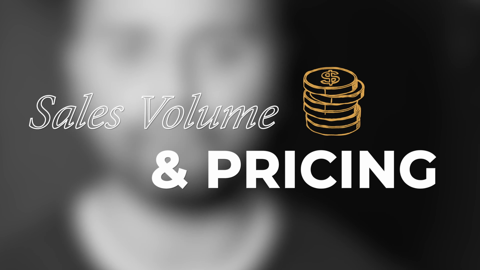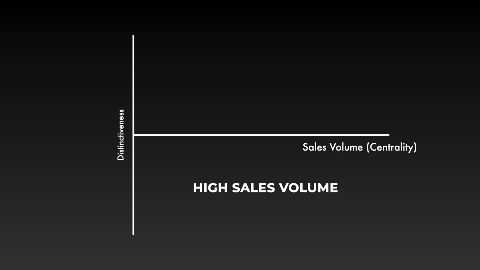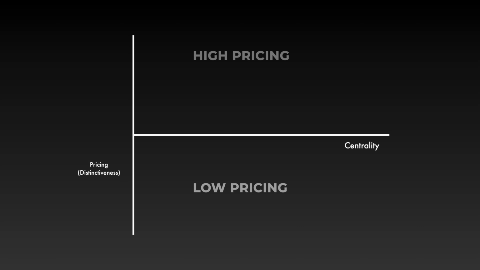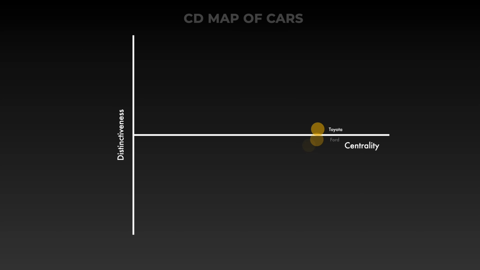And if you only have to get one thing out of this video, then this is it. Think of the centrality dimension in the x-axis as sales volume. So on the left side, we have low sales volume, and as we move to the right, the sales volume increases. Similarly, the distinctiveness dimension, or the y-axis, we have pricing. And at the bottom, we have low pricing. As we move higher up to the top, the pricing increases. Consider this CD map for cars.